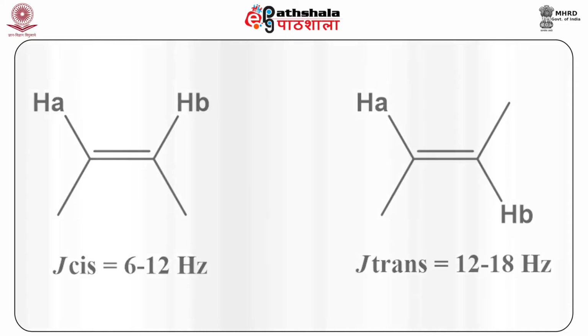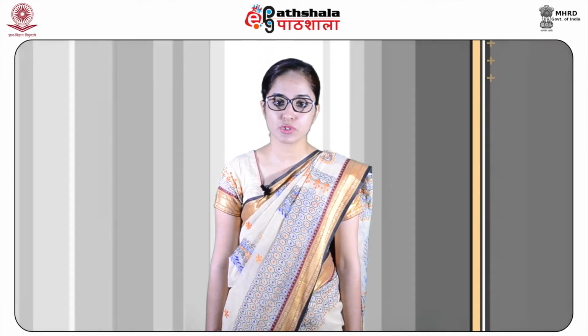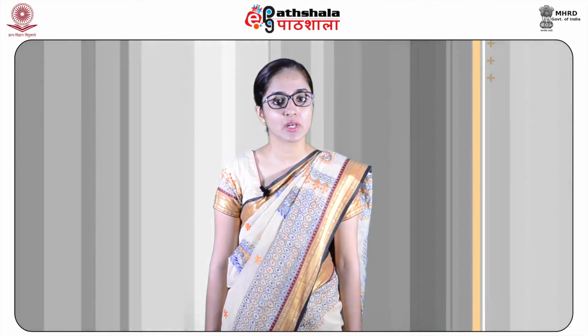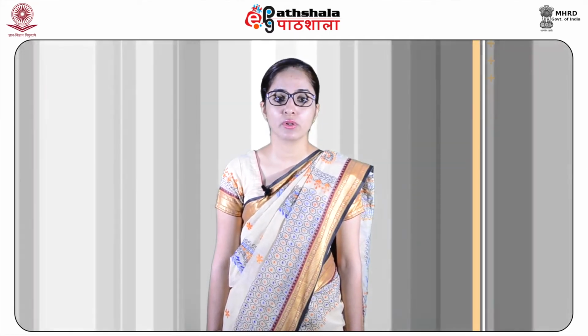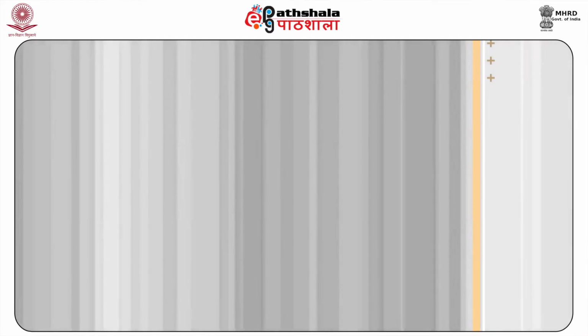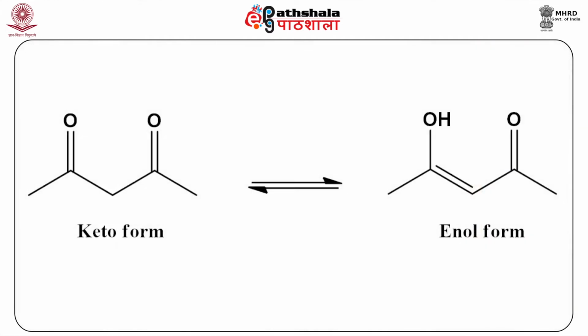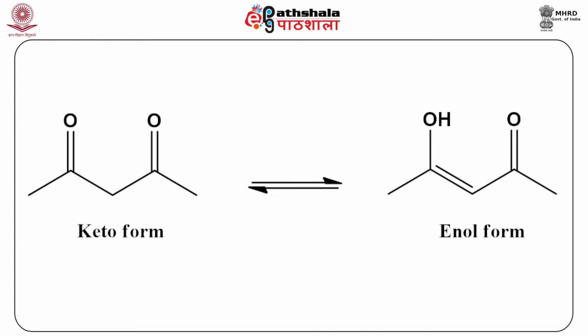Similarly, students, the axial and equatorial protons can be distinguished on the basis of different values of their coupling constants and chemical shifts. The equatorial protons in a conformationally rigid cyclohexane ring appear more downfield than the axial protons on the same carbon. Now, let us move to the fourth application, that is the quantitative analysis. Proton NMR spectroscopy has been widely used to determine the relative amount of keto and enol tautomeric forms in a mixture. The structures of the keto and the enol forms are shown.